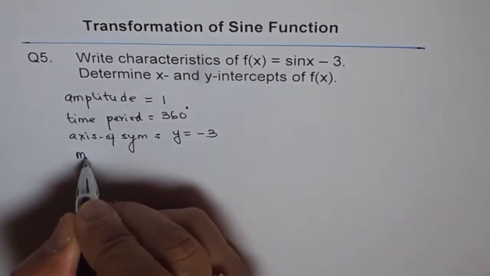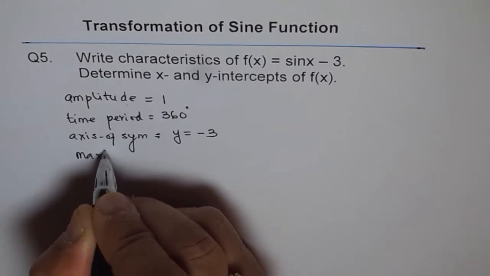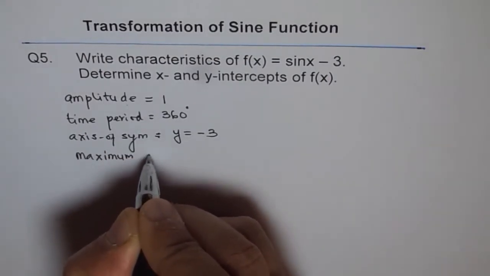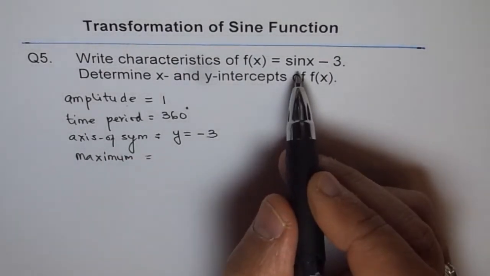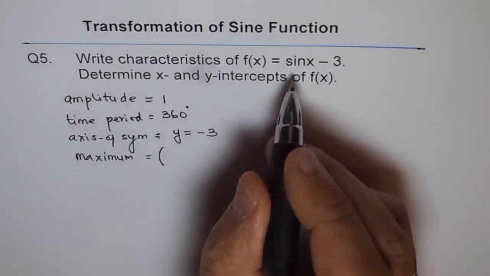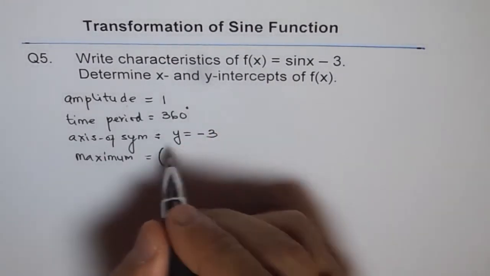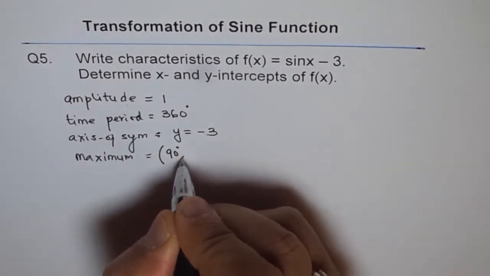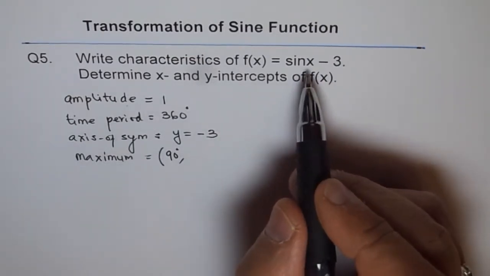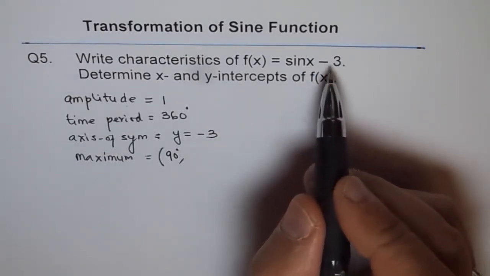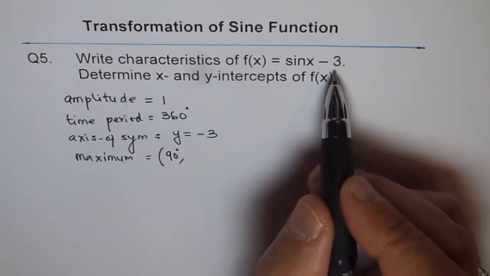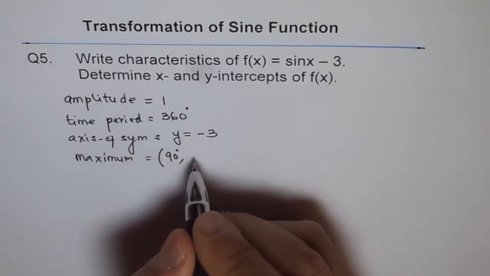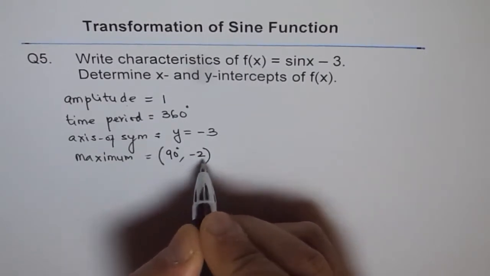Now what is the position of maximum? Maximum still happens at the same point, which is at 90 degrees, right? Quarter of the cycle, 90 degrees. But the value of maximum is not 1. It is 1 minus 3 because everything got transformed 3 units down, right? So 1 minus 3 gives us minus 2. So that is the maximum value.